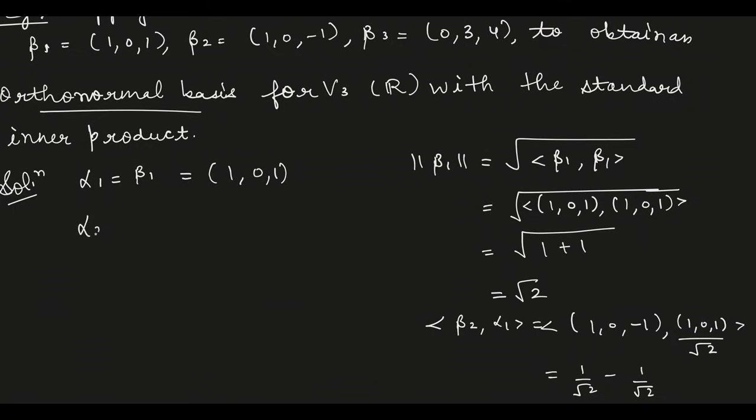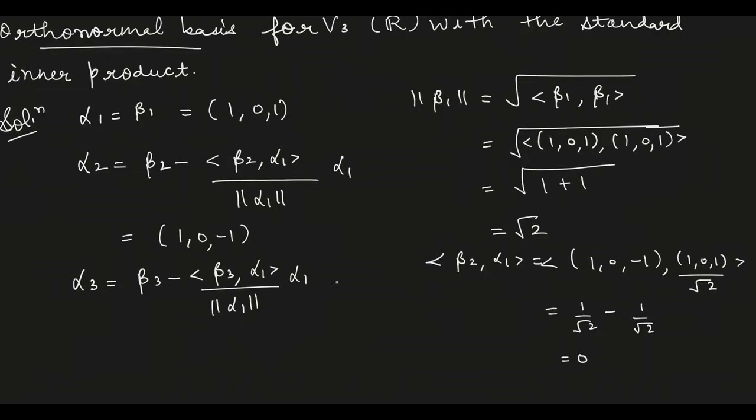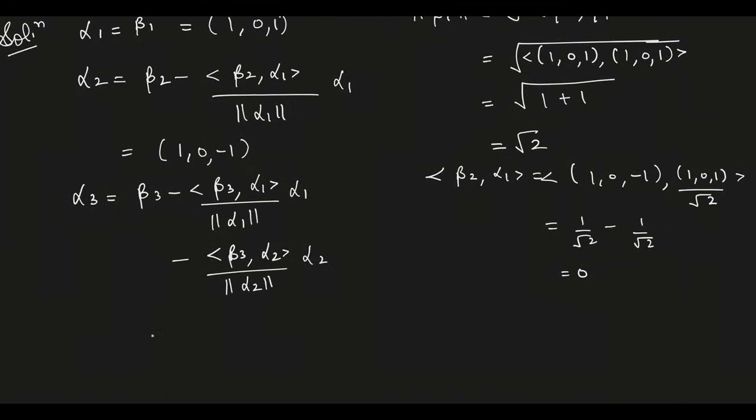Okay. So alpha 2 is beta 2 minus inner product of beta 2 with alpha 1 divided by norm of alpha 1 into alpha 1. So beta 2 was 1 0 minus 1 and this inner product was 0. So alpha 2 is this. Alpha 3 will be beta 3 minus inner product of beta 3 with alpha 1 minus inner product of beta 3 with alpha 2 divided by norm of alpha 2 into alpha 2. Beta 3 is 0 3 4.